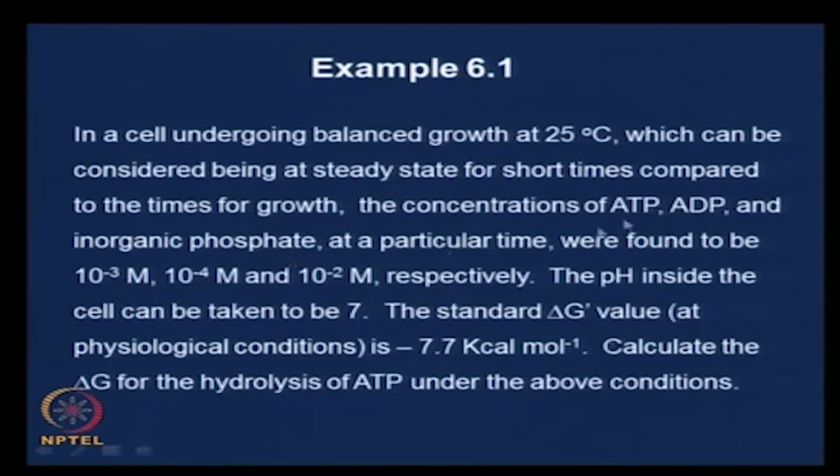The concentrations of ATP, ADP and inorganic phosphate Pi at a particular time were found to be 10 power minus 3 molar, 10 power minus 4 molar and 10 power minus 2 molar respectively. The pH inside the cell can be taken to be 7. This is a reasonably good assumption. For example, the pH inside a mammalian cell varies anywhere from about 7.2 to 7.3.